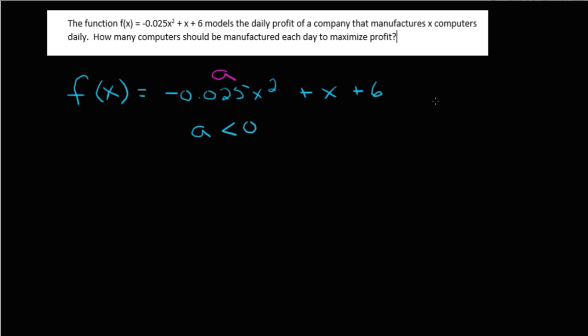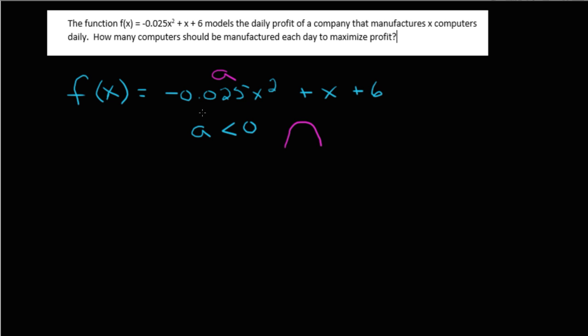your graph is going to have a maximum, which makes sense because they want us to find out what the maximum profit is going to be. So it's going to open down because a is less than 0. They want to know what the maximum profit is. That's going to happen at your vertex. So how do we find the vertex?